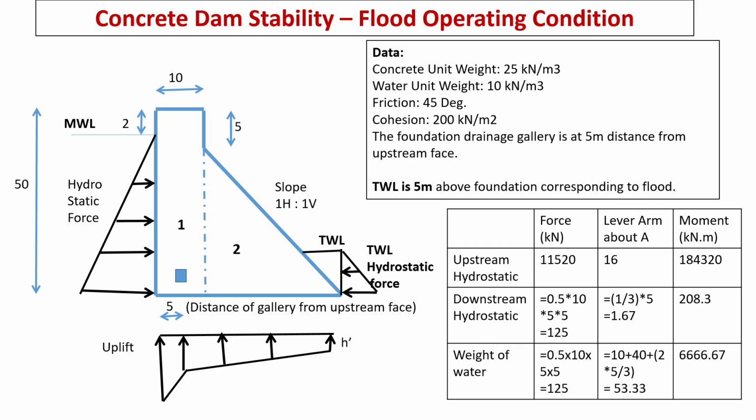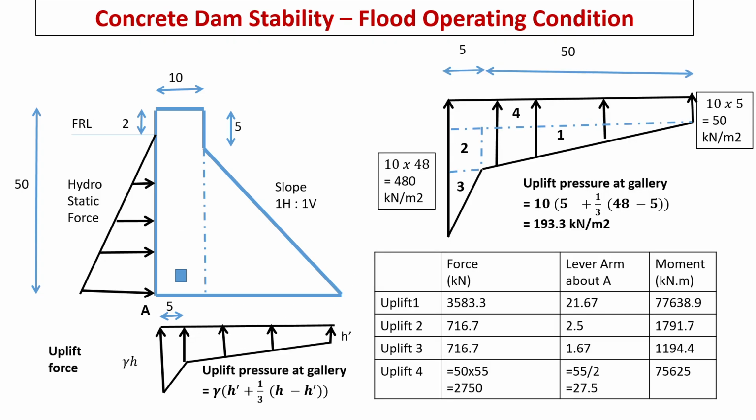For this weight, we have to calculate lever arm and moment. Similarly, hydrostatic force also we have calculated and entered in the table along with lever arm and corresponding moment. We can see the difference in uplift diagram of normal operating condition wherein for this example, there is no tail water level. For flood condition, we are considering tail water level.